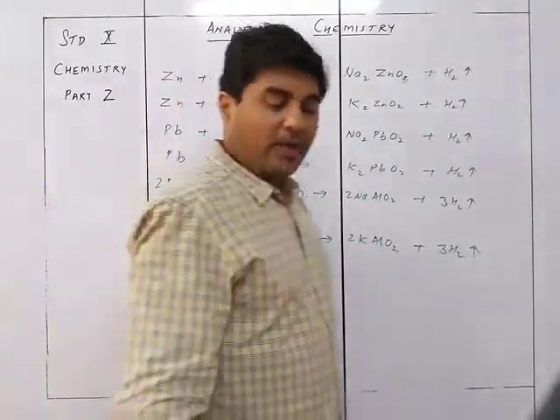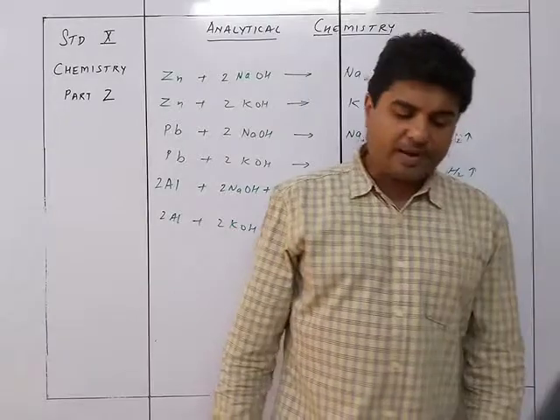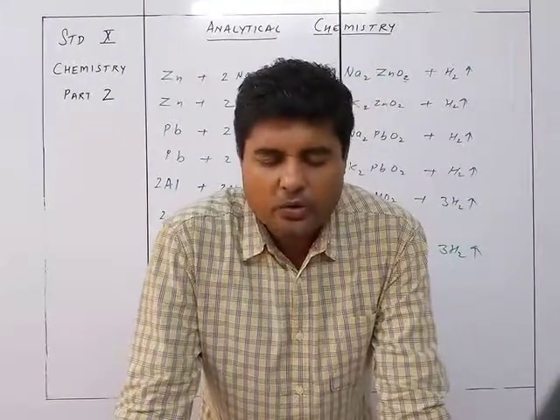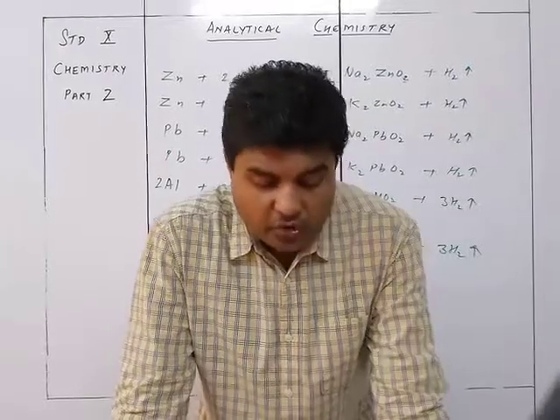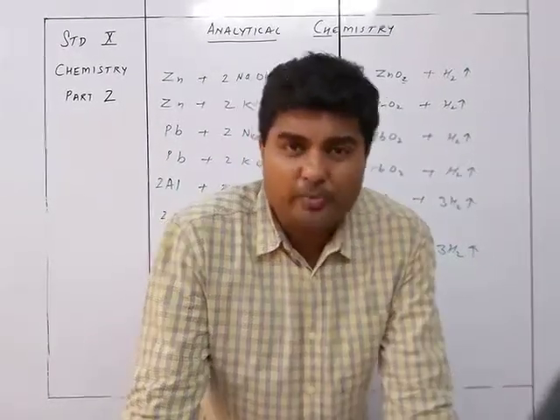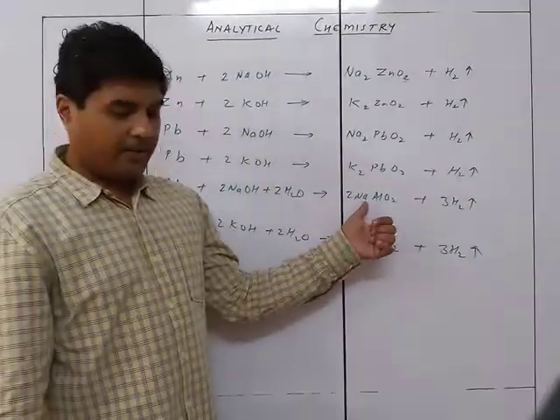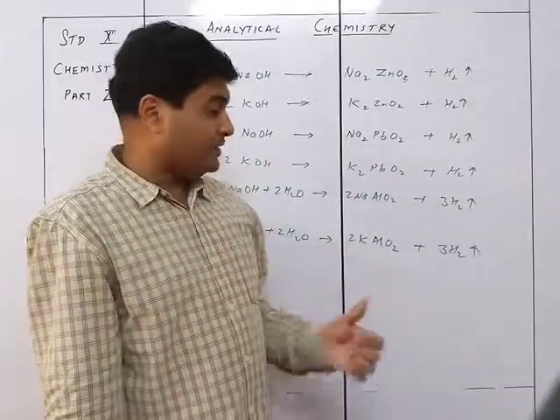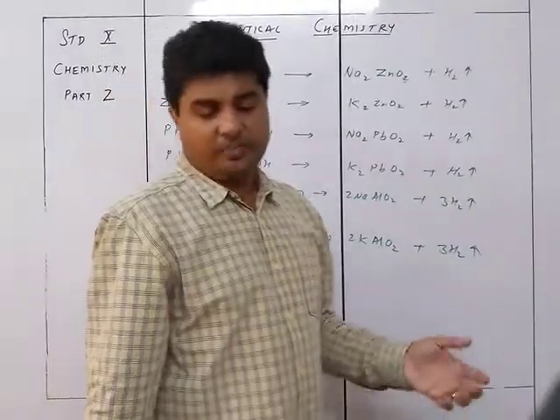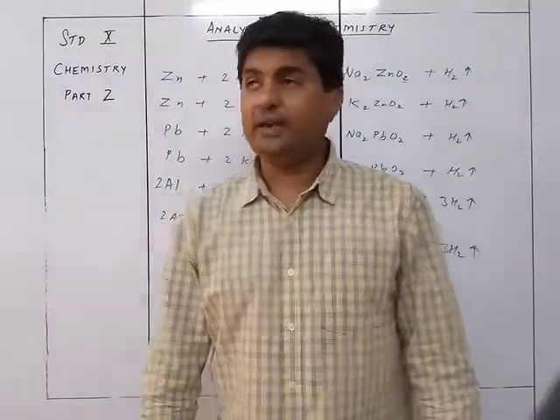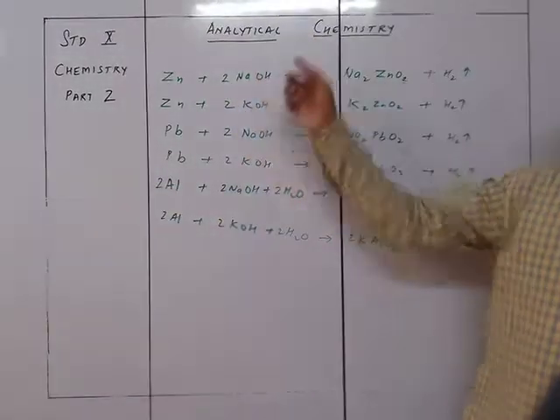So when aluminium reacts with potassium hydroxide or sodium hydroxide, it is going to give me sodium aluminate or potassium aluminate, KAlO2 or NaAlO2, and hydrogen gas is going to be given out. So this is the reaction of the metals with the alkali.